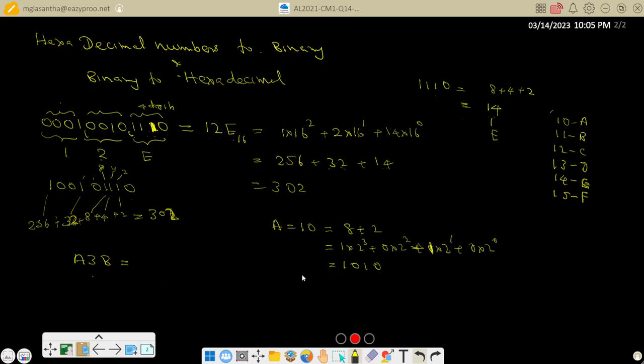Then 3. What is 3? 3 is equal to 2 plus 1. So this equals 1, 1. 1, 1. Is it clear? Hello?